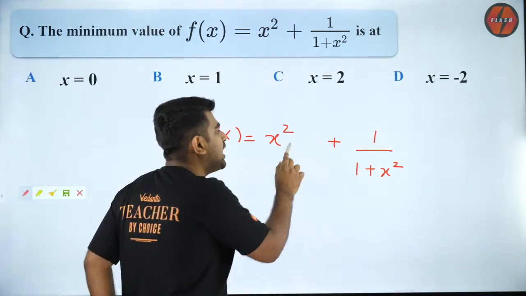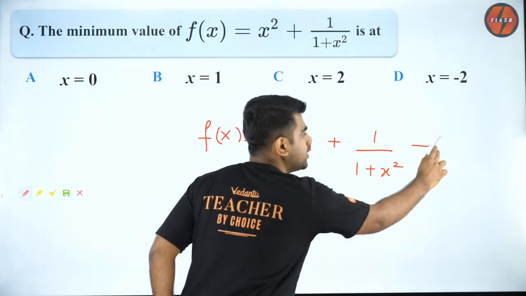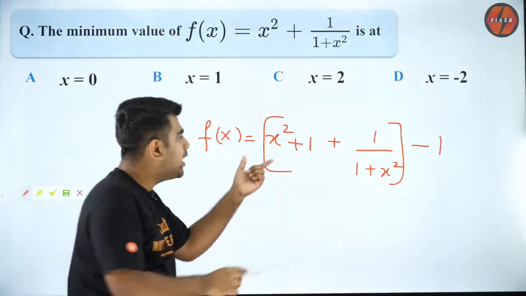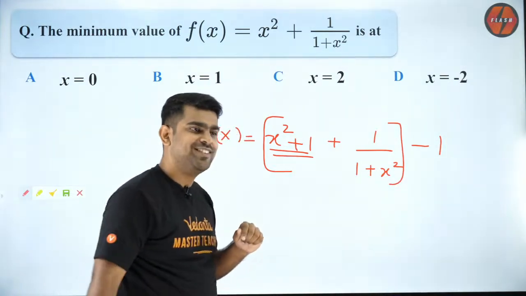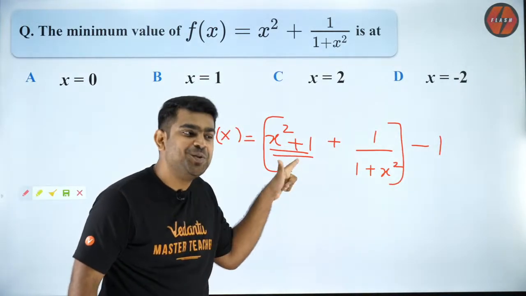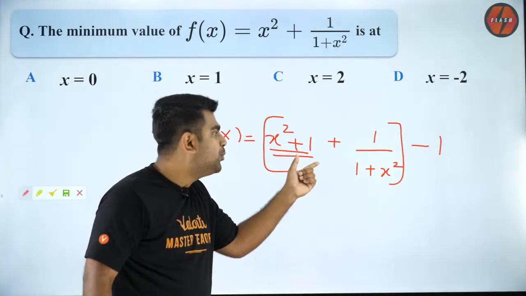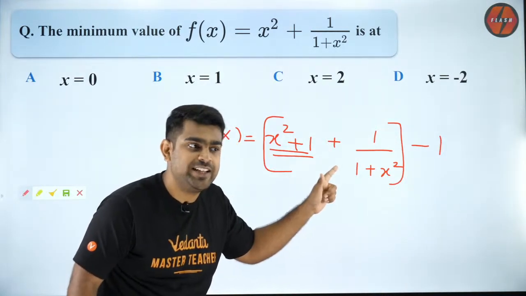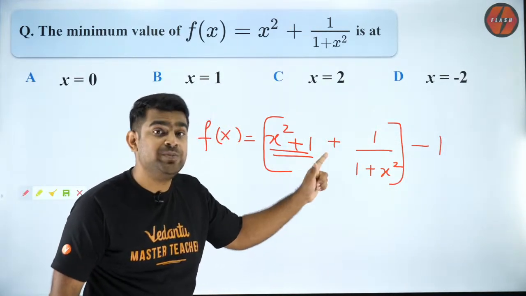But if I just add 1 and subtract 1, now is the product very nice? Yes, now the product is very good. And both of them are positive. So I can apply the AM-GM inequality.